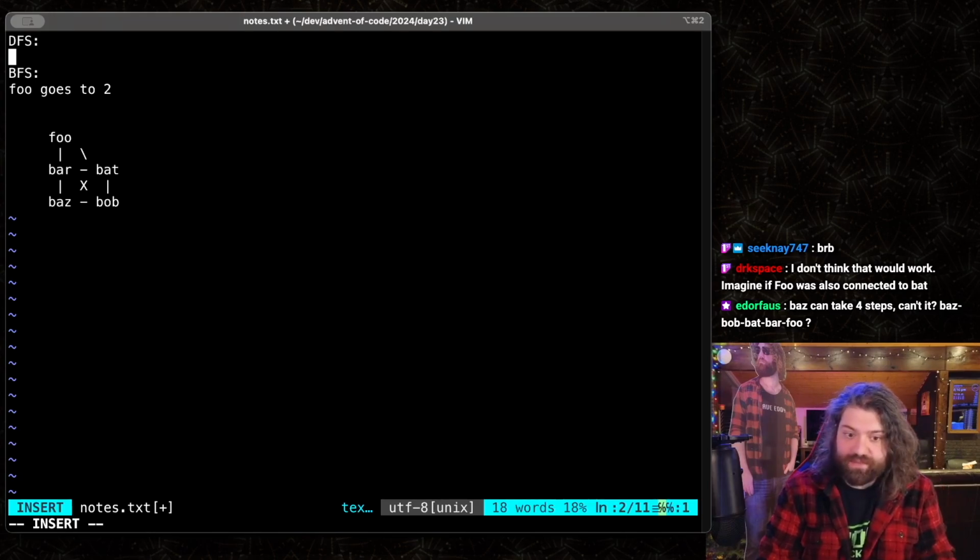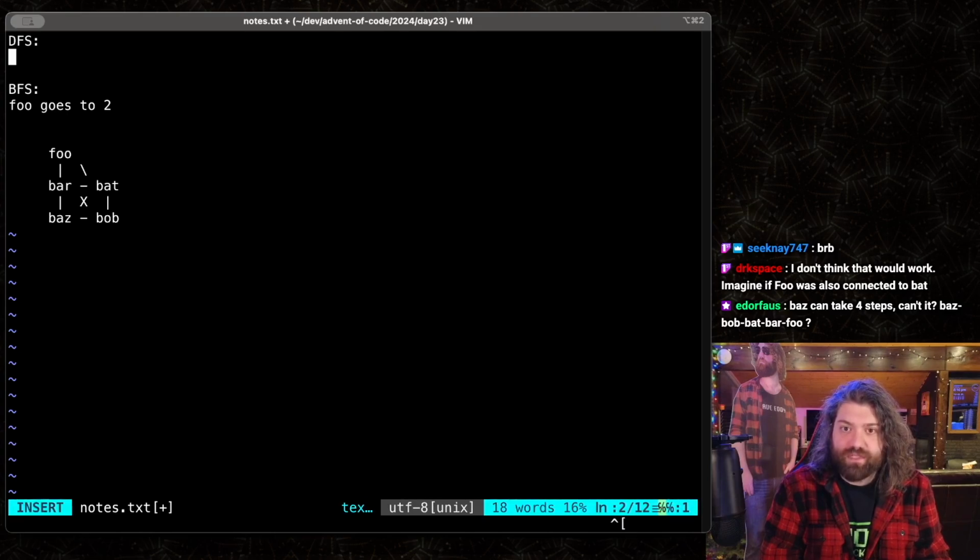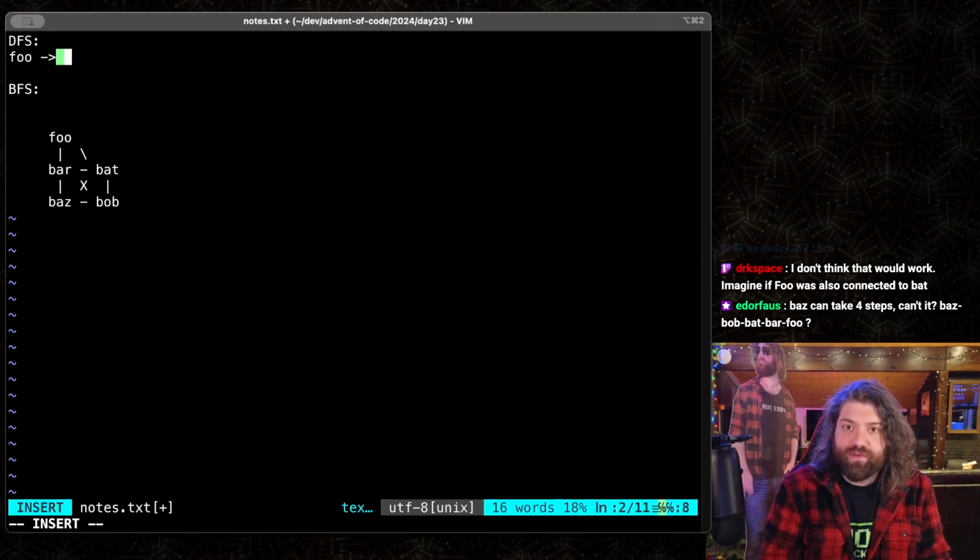Baz can take 4 steps, can it? We'll get there in a sec. I'm going to connect them, and I also want to see how many steps they can take, but get back to themselves, because the goal is to create loops here. That's what I'm going with right now. We'll see how this works. Foo. 1, 2, 3, 4. It can take 4 steps and then get back to itself on the 5th one.